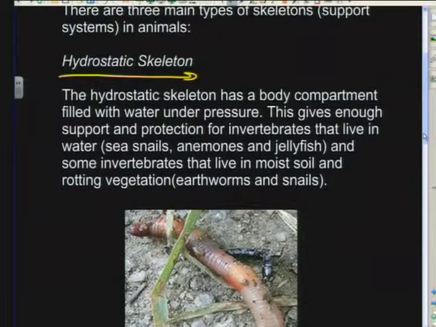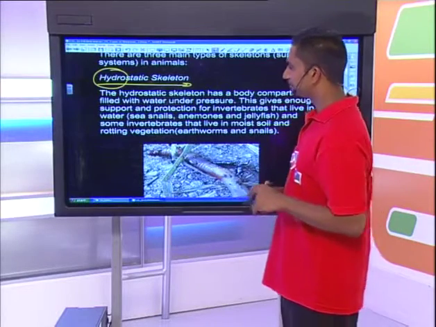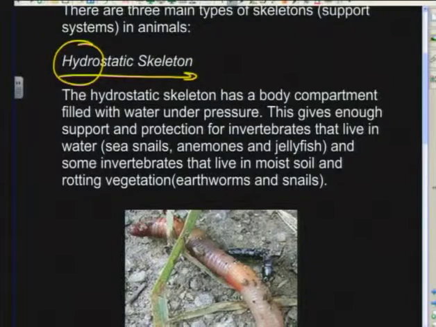Now, obviously, if you break this up here, hydro refers to water, and you'd know this from being in class. Hydroskeleton, hydrolysis refers to water. Here, hydrostatic skeleton. Static refers to a system that is constant, does not move. We're not saying that these skeletons do not move, but it refers to a skeleton that receives support from water. Hydrostatic skeletons have body compartments or tubes that are filled with water, and this water provides pressure, and the pressure gives the organism shape.